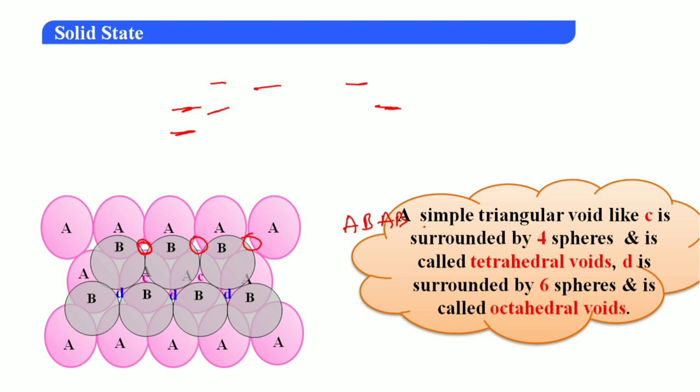So a simple triangular void like C is surrounded by 4 spheres. See, here you can see in here C. So this is surrounded by 4 spheres. This void is now called a tetrahedral void. Very simple, easy to remember. Triangular void means, remember, 3 spheres will be there like this, and this is nothing but a triangular void. This is a tetrahedral void because 4 spheres are surrounding this void.